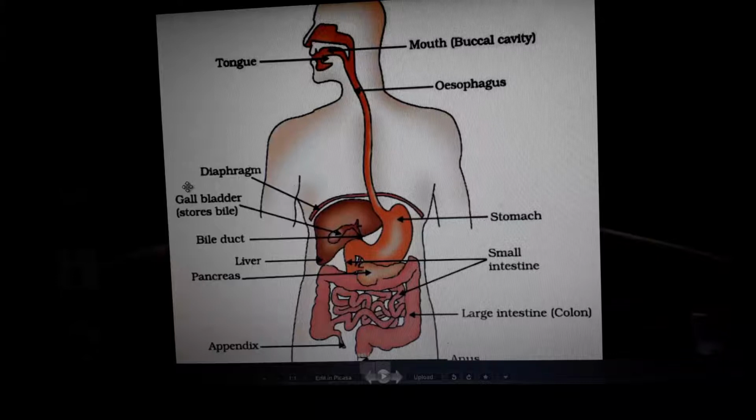The human digestive system you also studied in previous classes. Some of the important organs regarding the human digestive system are, the first one, our tongue.